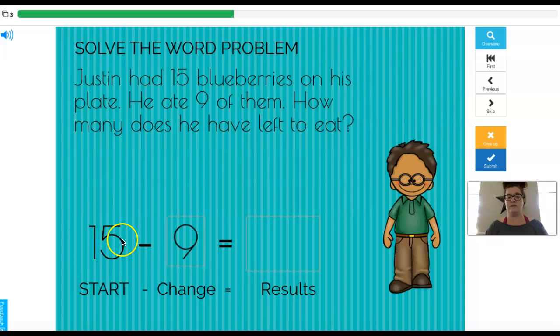So remember, we start with our first number. We count backwards on the touch points of the other number. We got to keep thinking 1 less than, 1 less than, 1 less than. Lots of practice, you'll get this, don't worry. So 15, what's 1 less than 15? 14, 13, 12, 11, 10, 9, 8, 7, 6. What's the last number I said? 6. He should have 6 blueberries left.